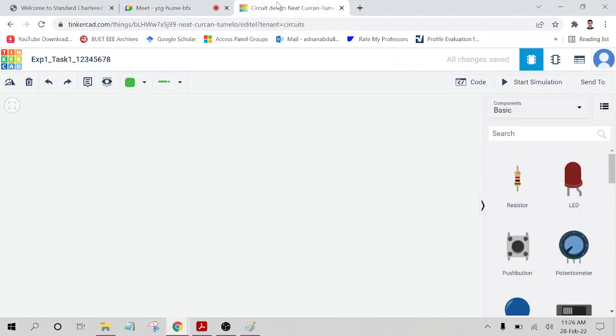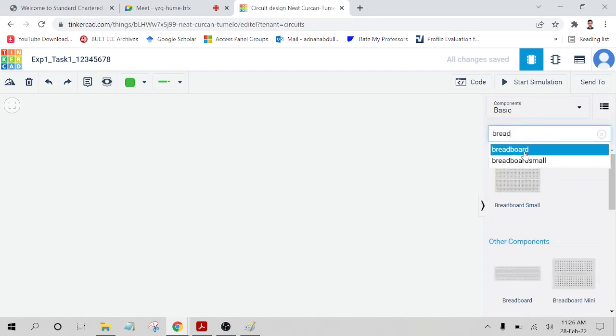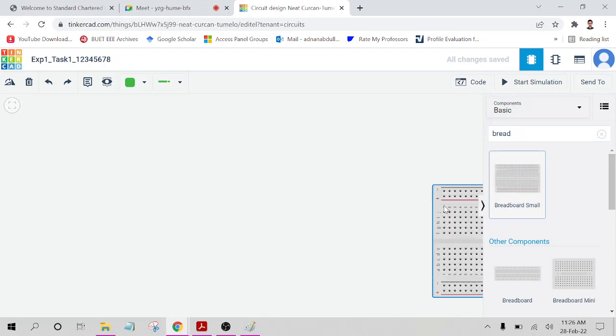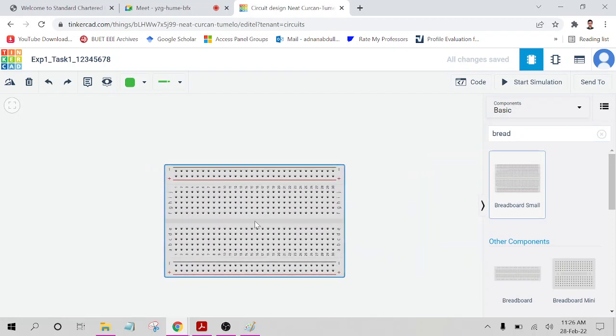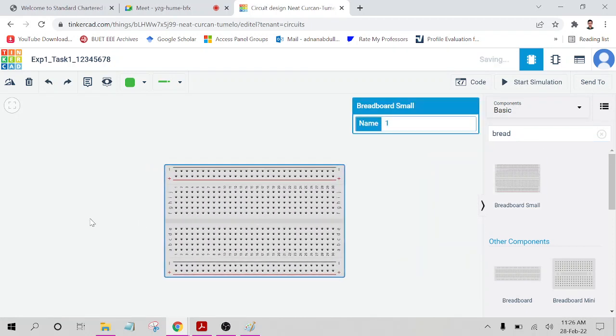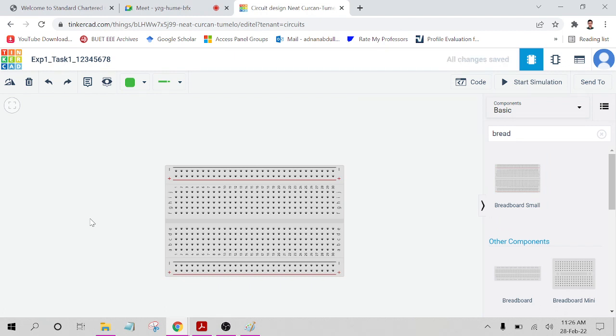Okay, so let's start building the circuit. First search for breadboard and place the breadboard here. You can use breadboard small because our circuit is very simple, so we do not need the large one.